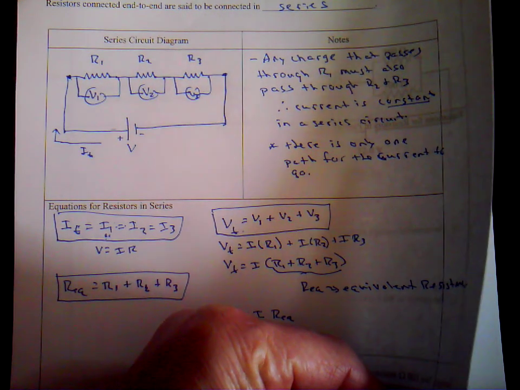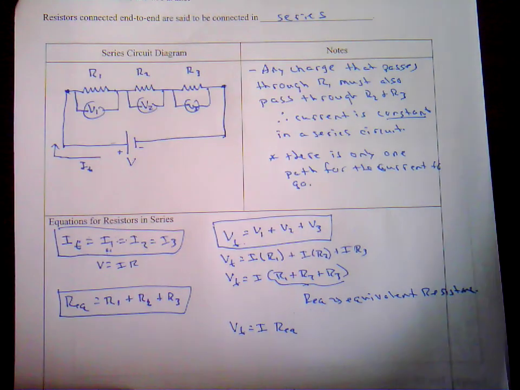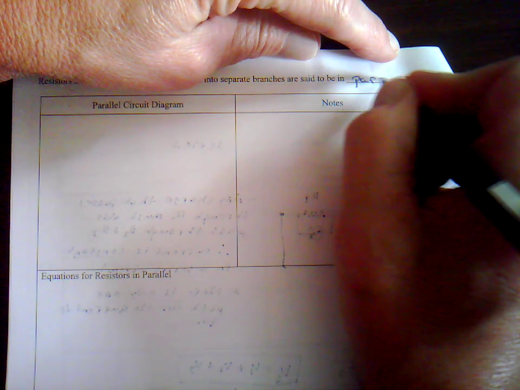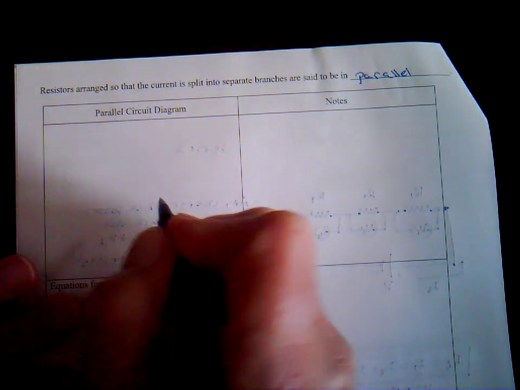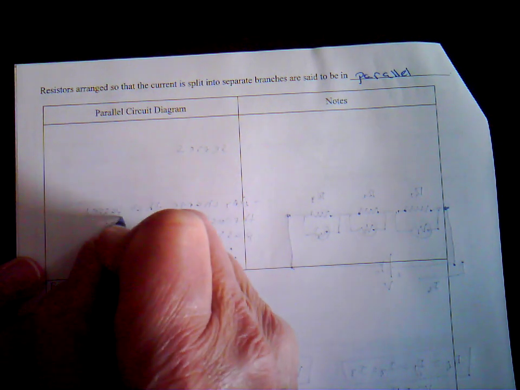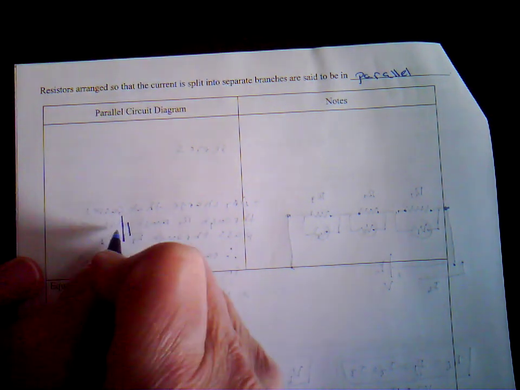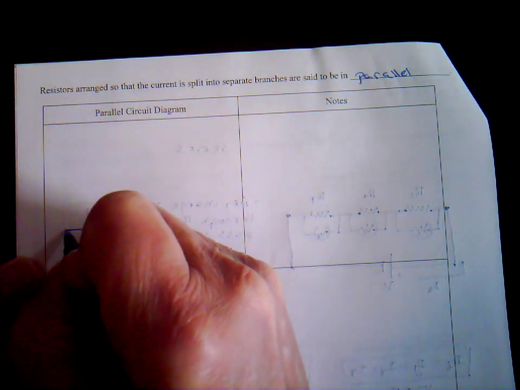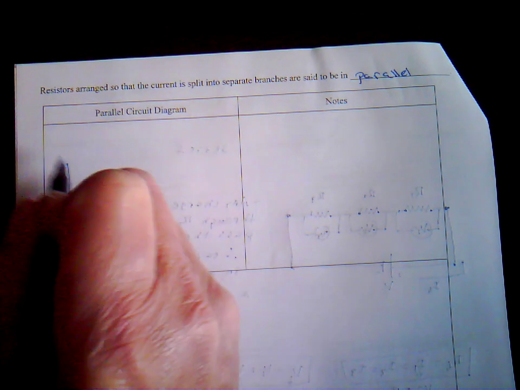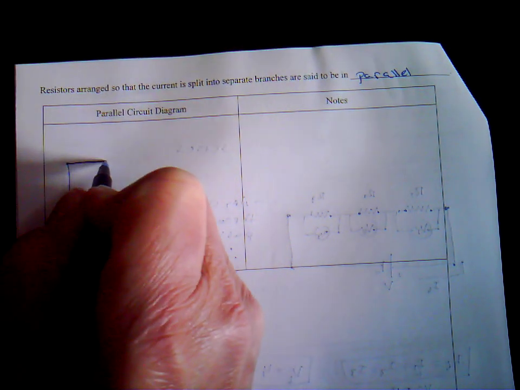Now let's go to a different type of circuit, called a parallel circuit. Resistors arranged so the current is split into separate branches are said to be in parallel. Now let's take a look. We're going to have 3 resistors again, just like we had in series. We're going to have a battery, and then a wire is going to be connected to 3 resistors, except these 3 resistors are going to be in parallel.